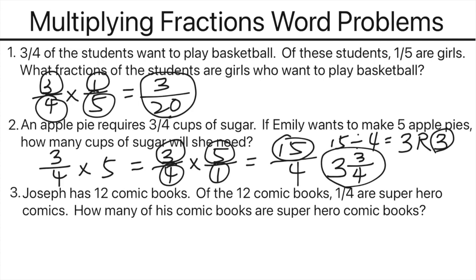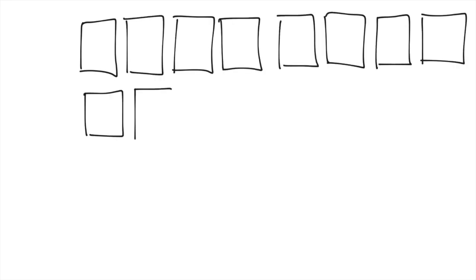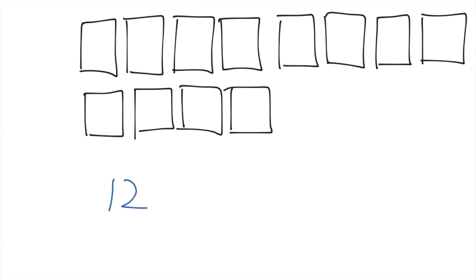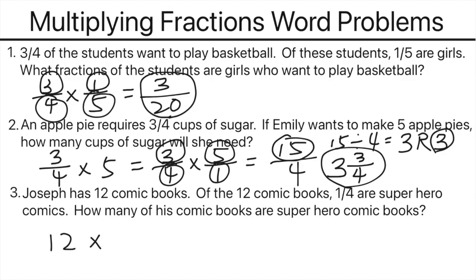Now for the third example, Joseph has 12 comic books. Of the 12 comic books, 1/4 are superhero comics. How many of his comic books are superhero comic books? So in this case, Joseph has 12 comic books. So what we have here are 12 comic books, and 1/4 of them are superhero comic books. So we have to multiply it by 1/4. So the setup is 12 times 1/4.